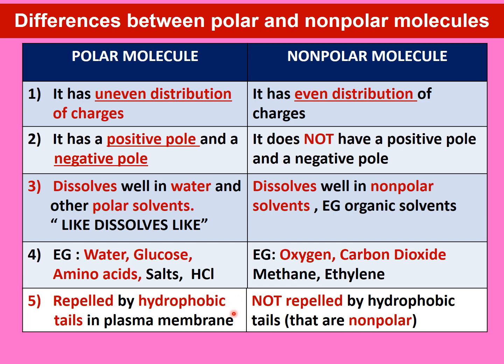So for polar molecules, the important thing is that they are repelled by the hydrophobic tails in the phospholipid bilayer. But non-polar molecules are not repelled because they have the same nature as the hydrophobic tails, which are non-polar. So oxygen and carbon dioxide are not repelled by the hydrophobic tails, so they can pass through the phospholipid bilayer easily. We'll discuss that further down.